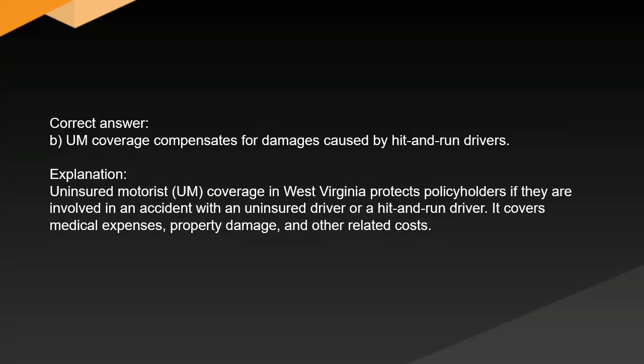Correct answer: B. Coverage compensates for damages caused by hit-and-run drivers. Explanation: Uninsured motorist coverage in West Virginia protects policyholders if they are involved in an accident with an uninsured driver or a hit-and-run driver. It covers medical expenses, property damage, and other related costs.